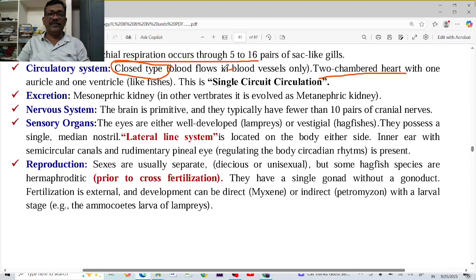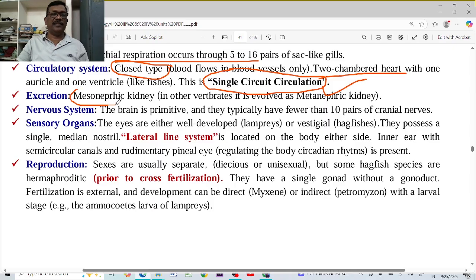Single circuit circulatory system. Now the circulation is started. In the vertebrates, we will discuss single circuit circulation and double circuit circulation. Only the fishes have the single circuit circulation, which takes place between the gills and the body parts. In cyclostomata also we observed the single circuit circulation, just like the character present in the fishes.